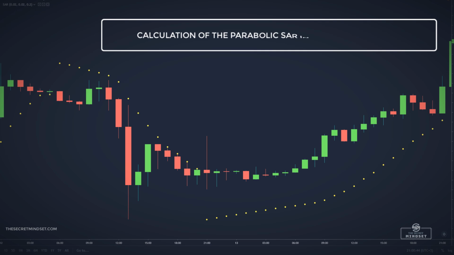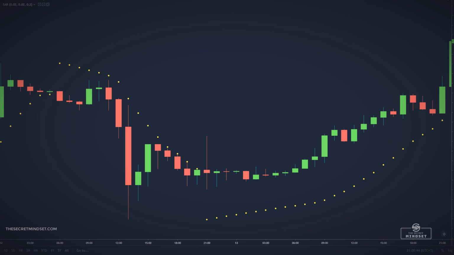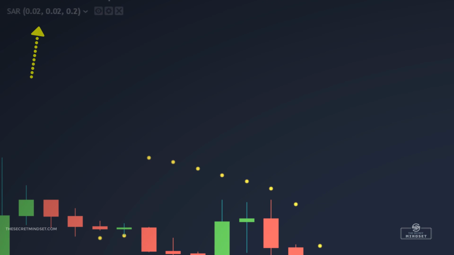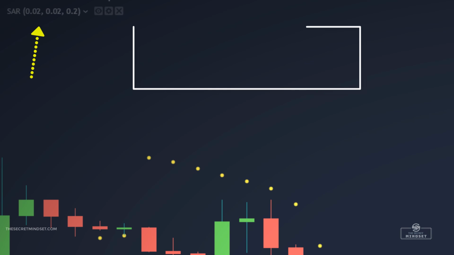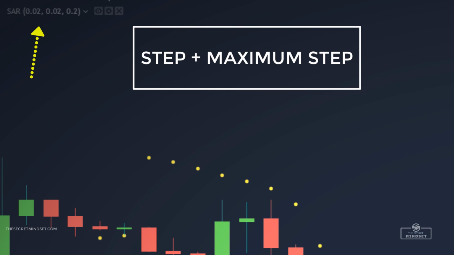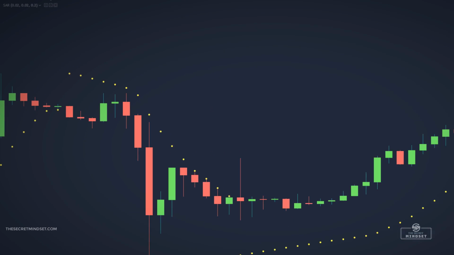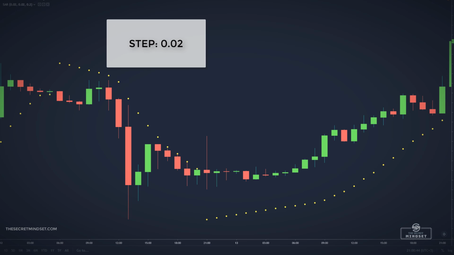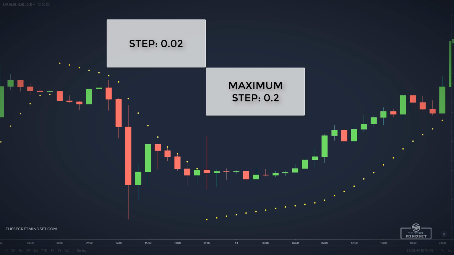Calculating the Parabolic SAR indicator is rather complex, and I don't want to bore you with it. What you need to know is that the SAR comes with two values, which can be adjusted depending on your preference. Step and maximum step are the values offered by the Parabolic SAR, and they determine how sensitive the indicator is to changes in price movements. The default settings of the SAR are 0.02 for the step and 0.2 for the maximum step.